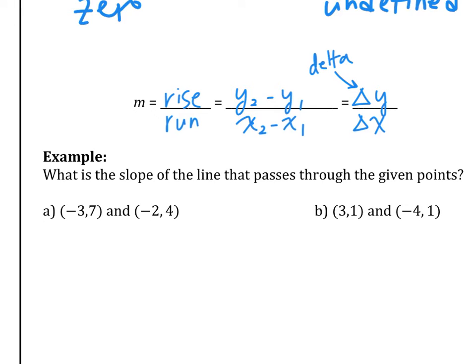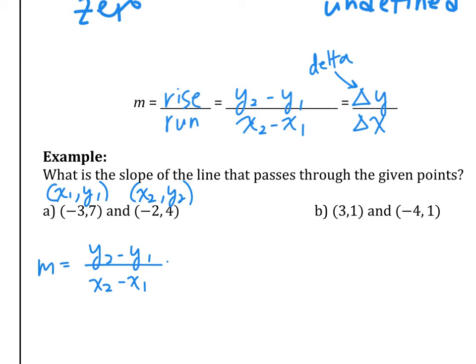So then let's really quickly review how to find the slope of a line that passes through 2 points. For example, A, you have 2 points that create a line, and the question is, what is the slope? So remember that slope is y2 minus y1 over x2 minus x1. So let's just say that this is the first point, x1, y1, and this is the second point, x2, y2. So therefore, what we do is put the points in. So y2 is 4, y1 is 7, x2 is negative 2, and x1 is negative 3.